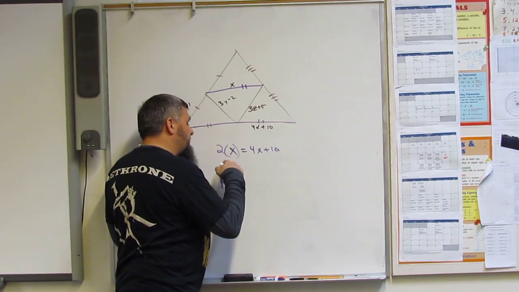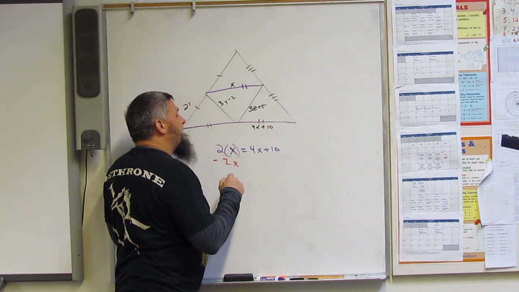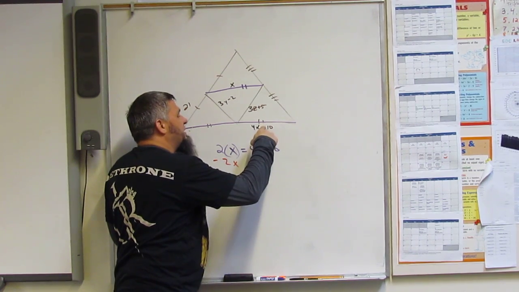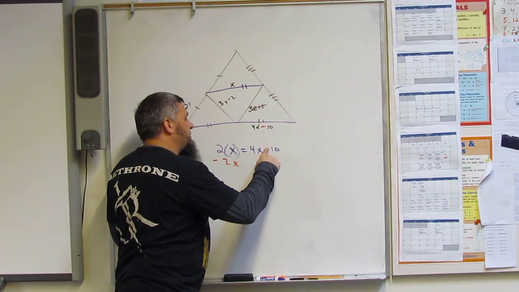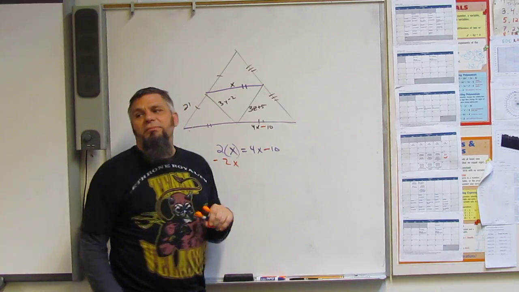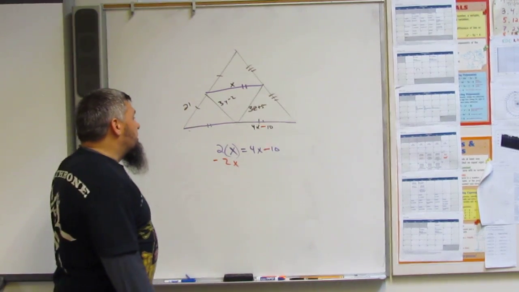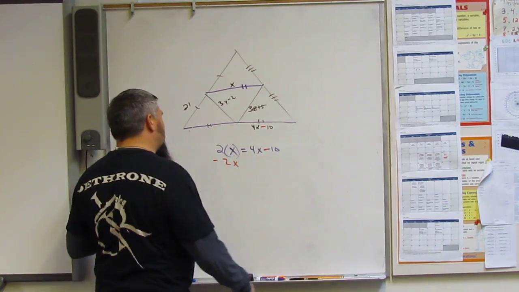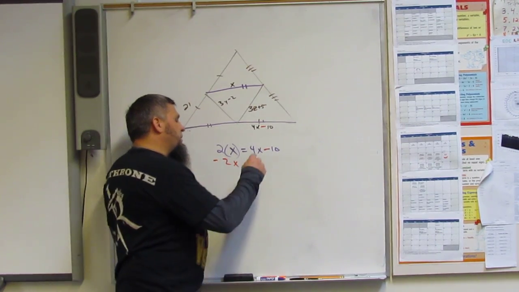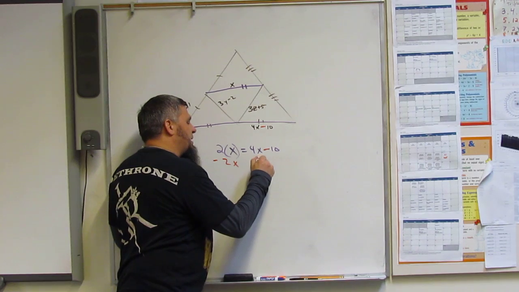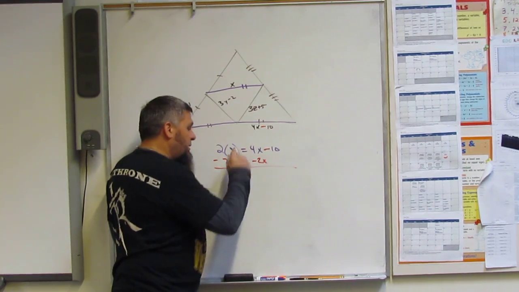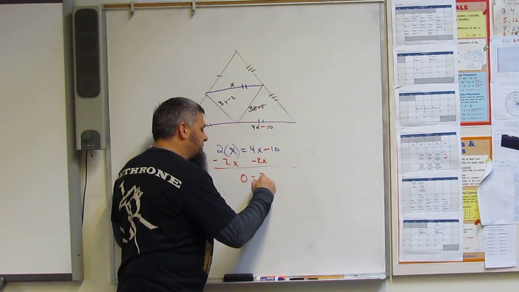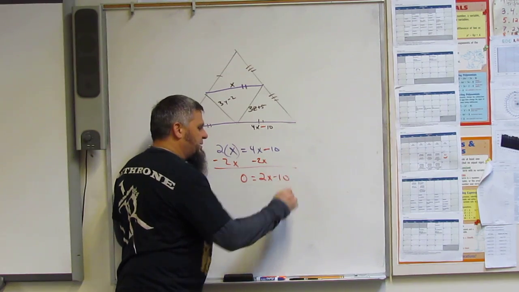So I've got... Isn't that minus 10? 4x minus 10? Oh, does it say minus 10? Yeah. I would like it to be. That would make it a lot better. So good. Let me just read that. Thank goodness. Alright, so I'm going to subtract the 2x from this side and from this side. So I get 0 is equal to 2x minus 10.